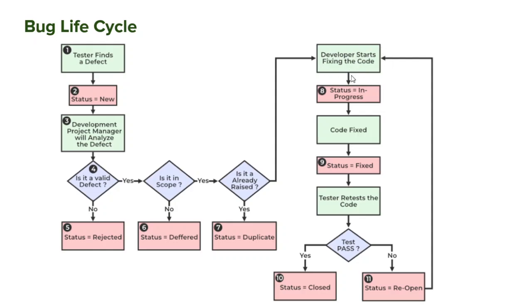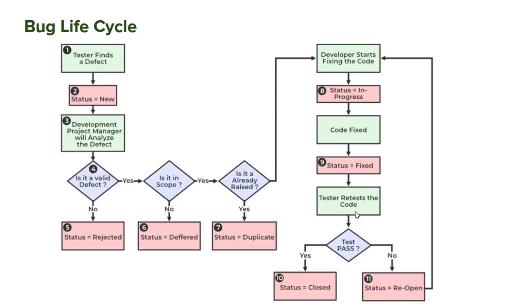So the developer will again start fixing the code. The developer will change the status of that issue to in progress. He will make the code changes, he will fix the code, and change the status to fixed. And now the tester will again retest that code. In that case, if it passes, then he will mark it as closed. And if it is not working as expected, then he will reopen that issue. So this cycle will go on until that issue is actually fixed.